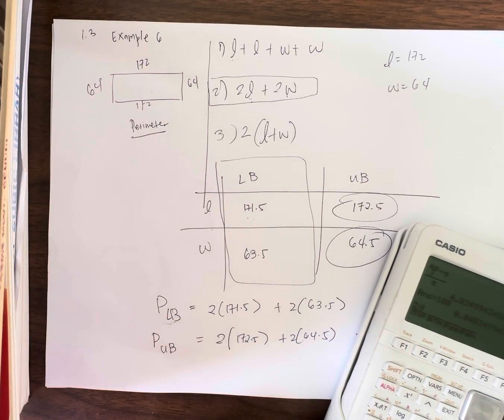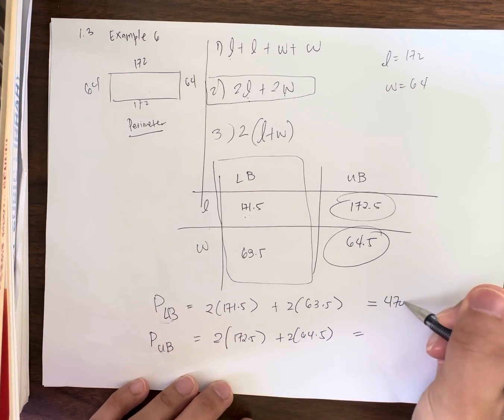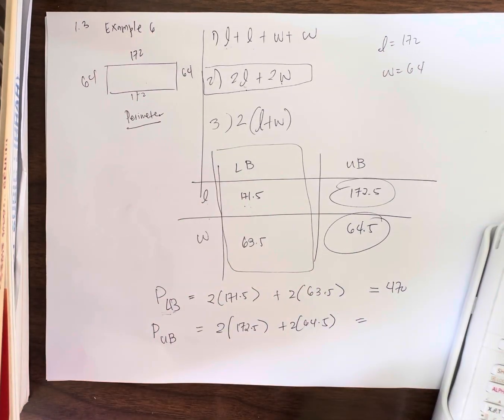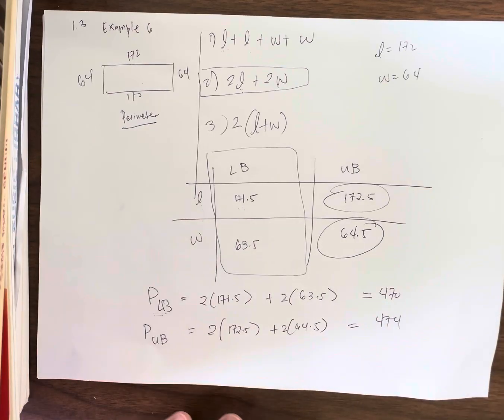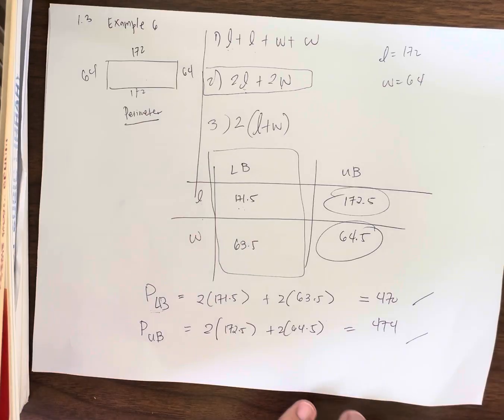Now I will grab my calculator, make sure I get the same answer as what your textbook is saying. So I'm going to calculate the perimeter of the lower bound. Okay, I got 470 for this one. And then for the second one, let's just verify. Okay, I get 474. So I have my perimeter for the lower bound, and I have the perimeter for the upper bound.